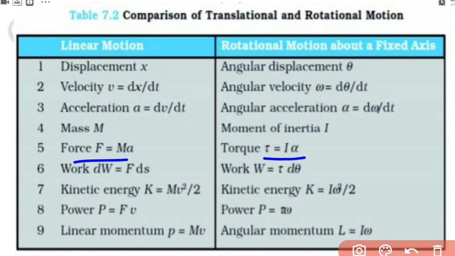Now linear momentum we know P equal to mv. So angular momentum L is equal to I omega. So this many equations we need to learn by heart. Based on this, problems we'll be discussing tomorrow.